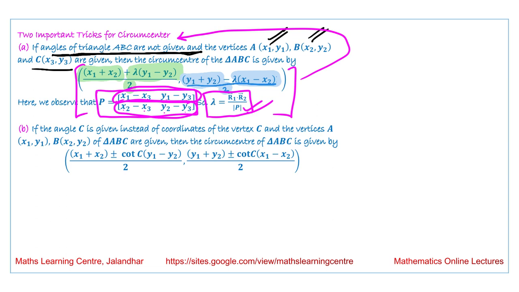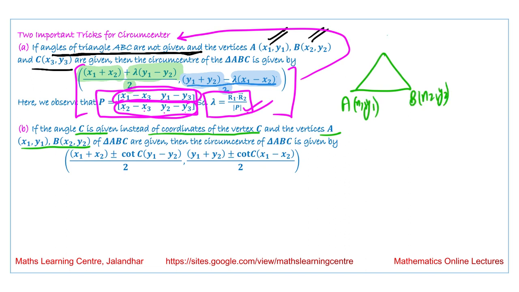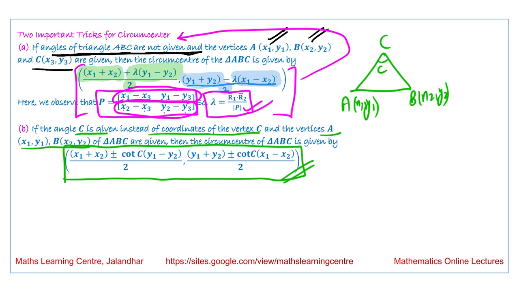Next, in the second case, we are saying the angle C is given instead of the coordinates of the vertex C, and the vertices A and B are given. In this case, it is given that vertex A is x1 comma y1, B is x2 comma y2, and this angle C is given. These three values are given to us. Then we use the formula in this form. This is the formula for the circumcenter of the triangle. So these are the direct formulas that you can remember to solve the problems.